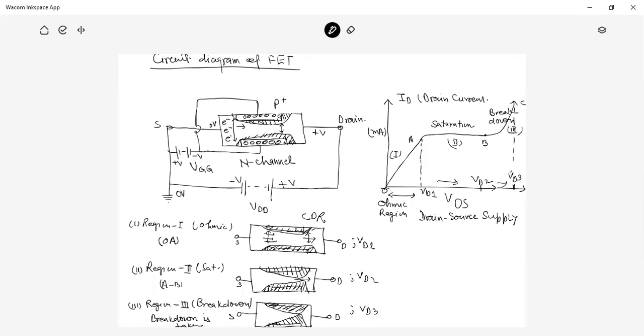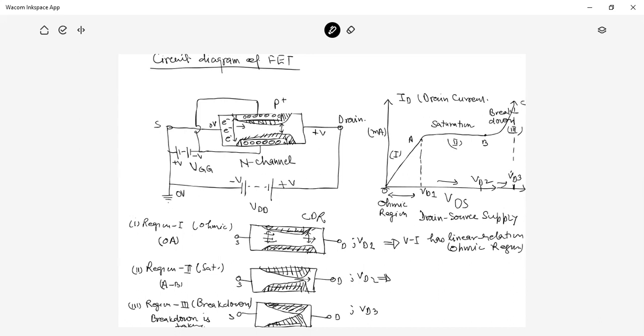So in this case, region 1, ohmic, from this to this, the voltage and current have a linear relation. VI has a linear relation, and that's why it is the ohmic region.